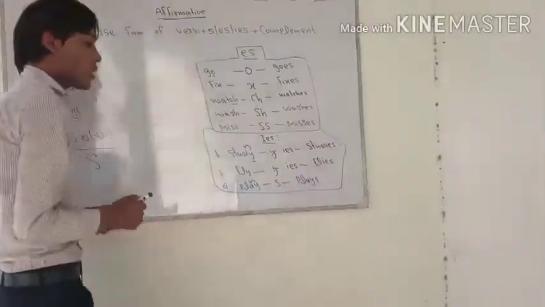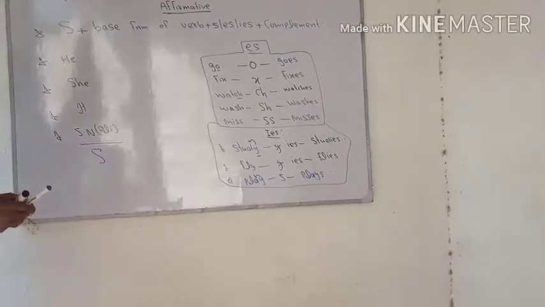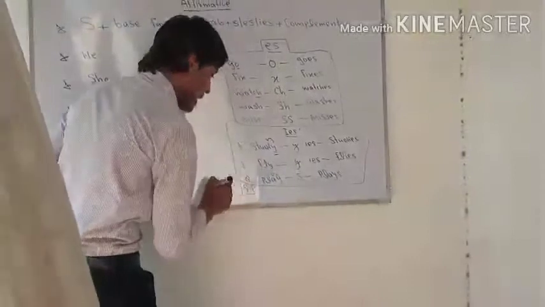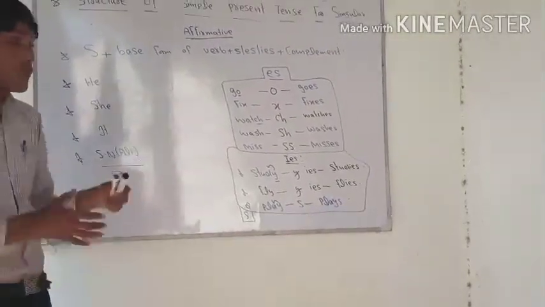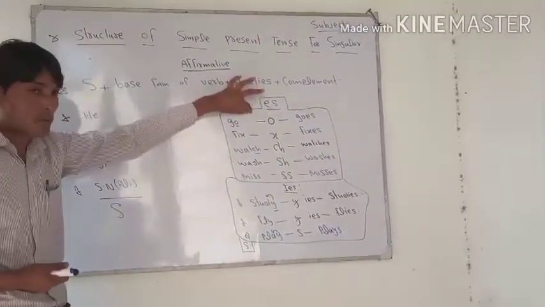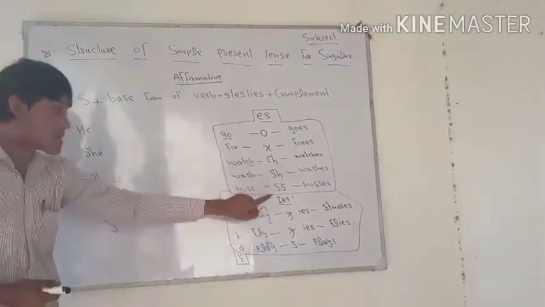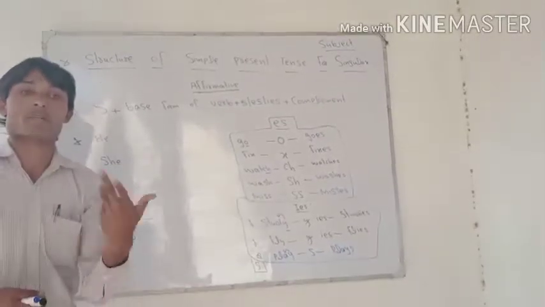Now if I want to talk about the third rule, the third rule is simply the adding of S, where we can add S. So first we will follow these rules. If the word does not follow these rules, then we try to follow the second. If it does not follow this, then the third one simply means to add S.